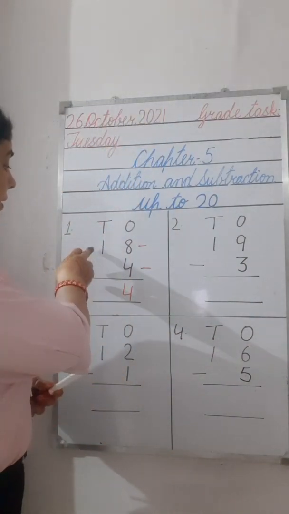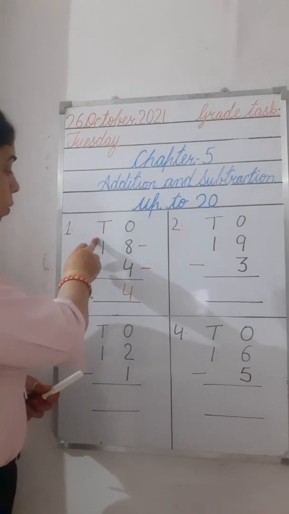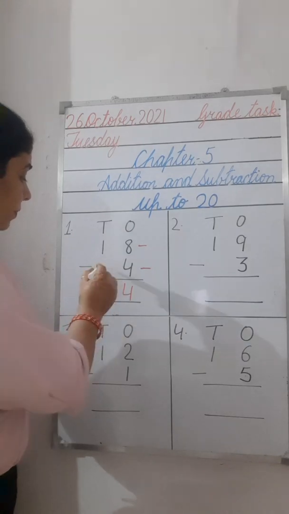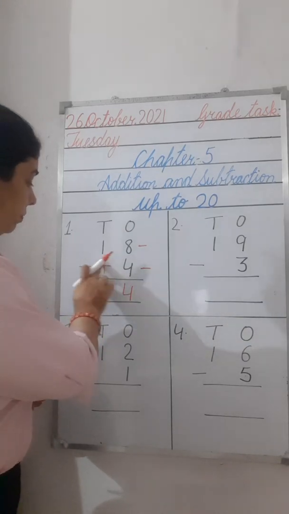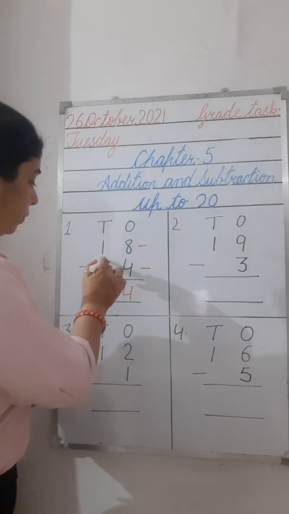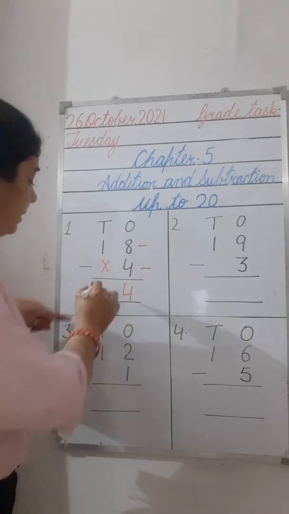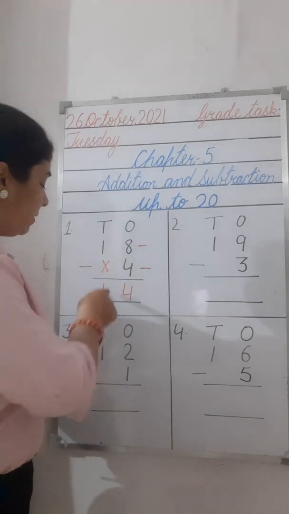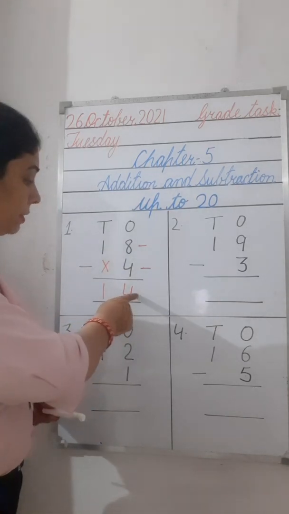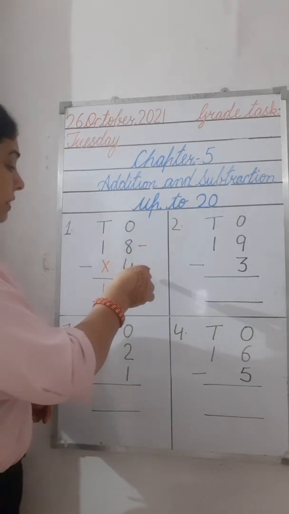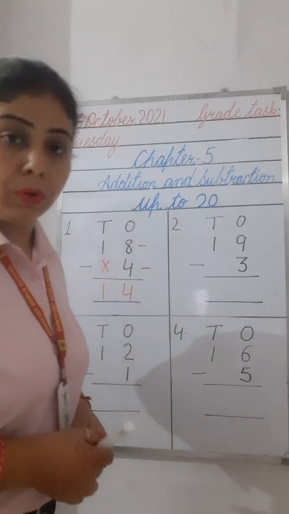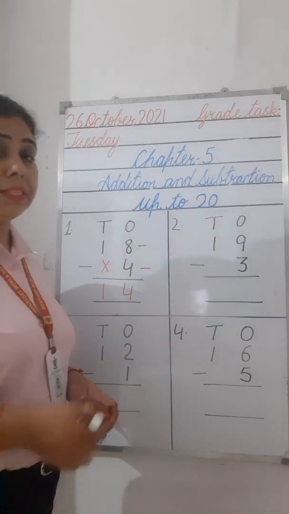Okay. Now see. Now we will do this part. 1 is written here. But here nothing is there. So this one we will write as it is here. So answer is 14. If we will subtract 4 out of 18, answer will come 14. Okay, now come on the second sum.